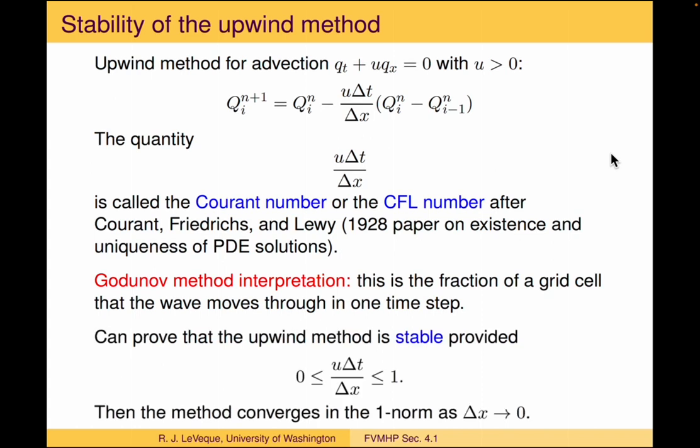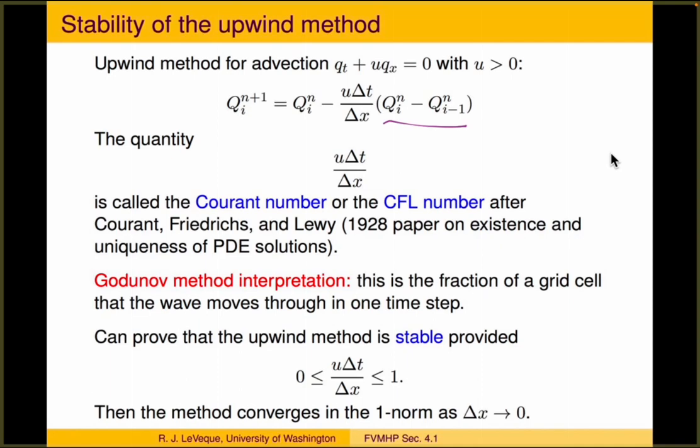And in fact, for the upwind method, well, this form of the upwind method where we're using the difference with Q_{i-1} is assuming that the velocity is positive. And you can show that this method is stable only if this Courant number is between 0 and 1. It can't be negative. Of course, delta t and delta x are always positive, but that means then that u has to be positive also. If u is negative, then we have to use a different version of the upwind method where we're using Q_{i+1} instead of Q_{i-1}.